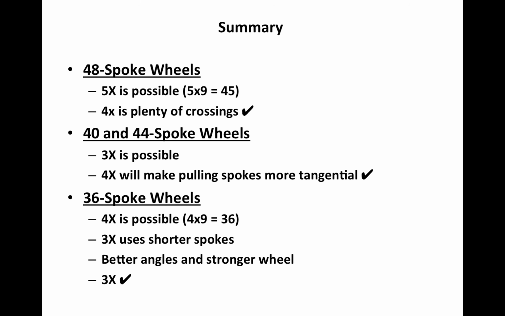If I have a 36-spoke wheel, as we said before, that's the minimum number for a 4-cross, so I could do a 4-cross if I want to, but a 3-cross is going to give me shorter spokes, better angles, so I would do a 3-cross with a 36-spoke wheel.